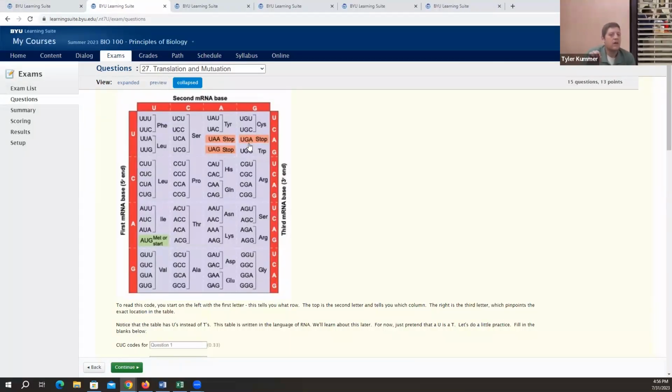That is what we call a missense mutation. So we had a silent mutation when there was no difference. When we change from one amino acid to another, we have a mistake. That's a missense mutation.